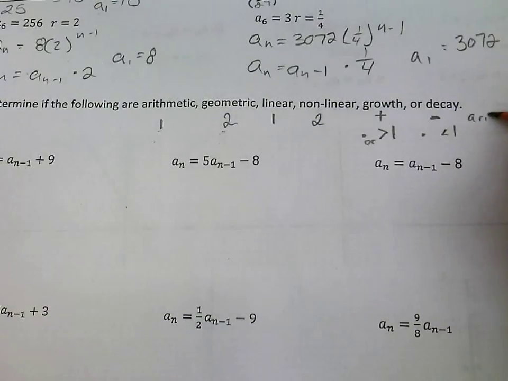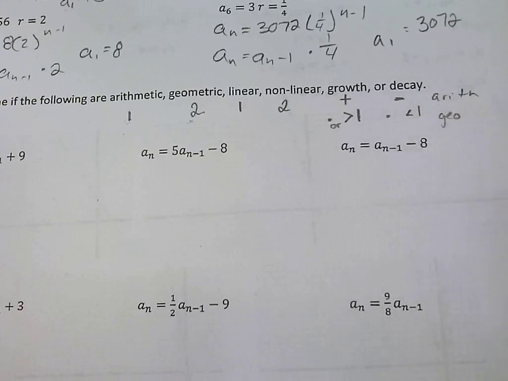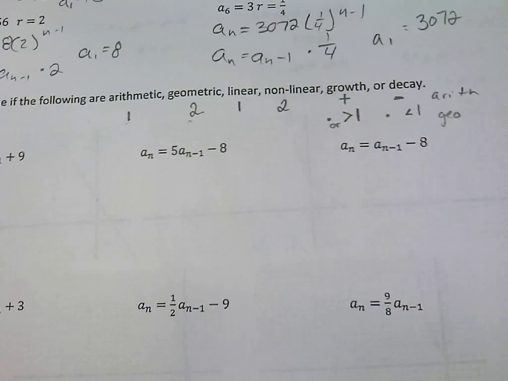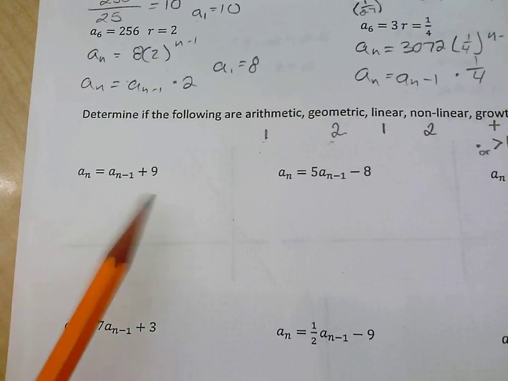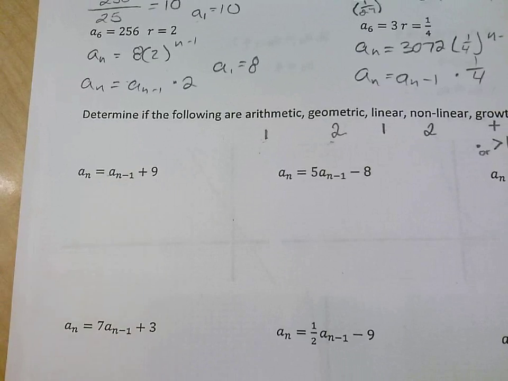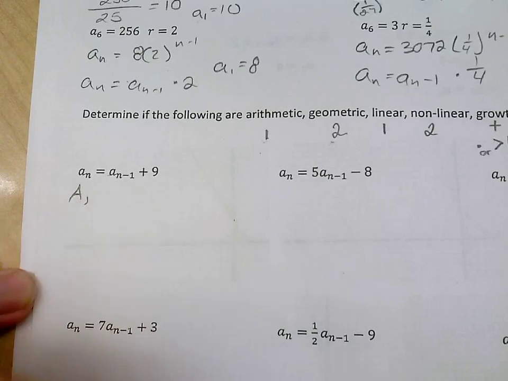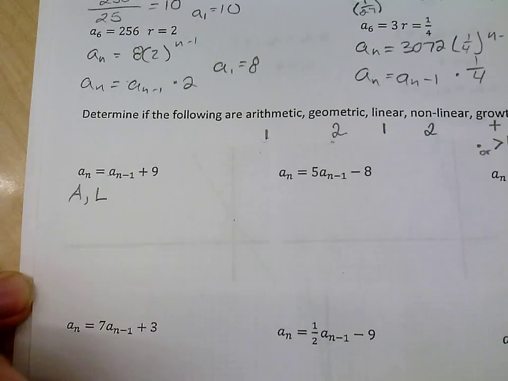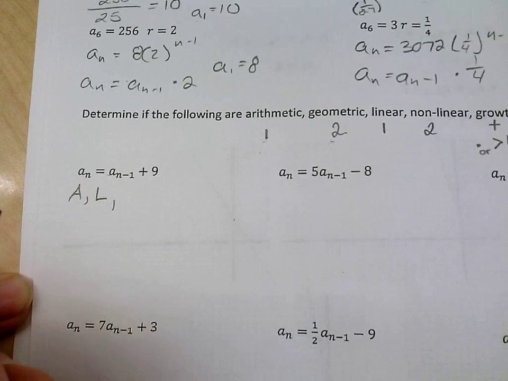This top part is for arithmetic sequences. This bottom part is for geometric sequences. And I'll show you what I mean by that. So this first one, we look: is there any multiplying going on? No. There's no number in front of here. There's no multiplication sign behind there. So I automatically know this is arithmetic. And because I know it's arithmetic, then I automatically know it's linear. These two go hand in hand. The last part is growth or decay.